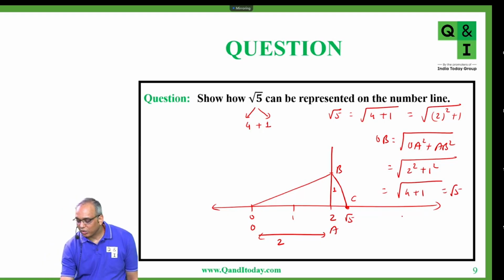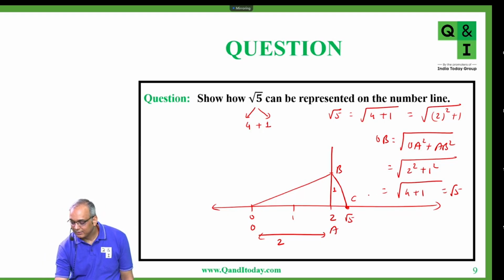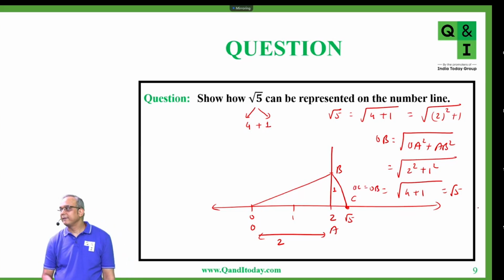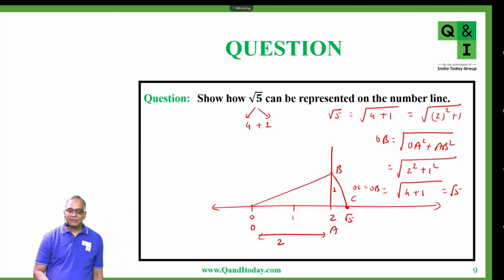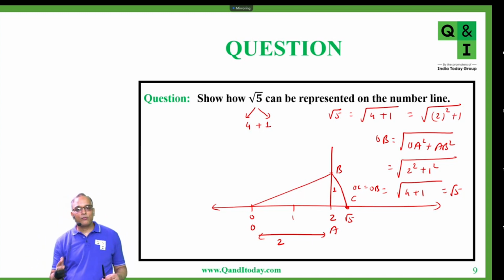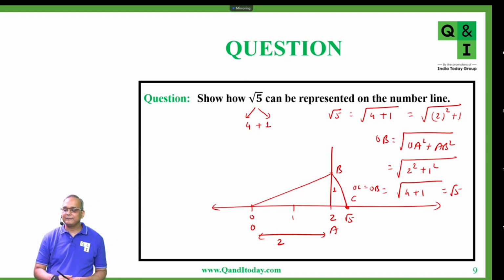So your OC is equal to OB is equal to root 5. Is it clear, students? Root 5, how to plot root 5 on a number line? Is it clear to everyone?